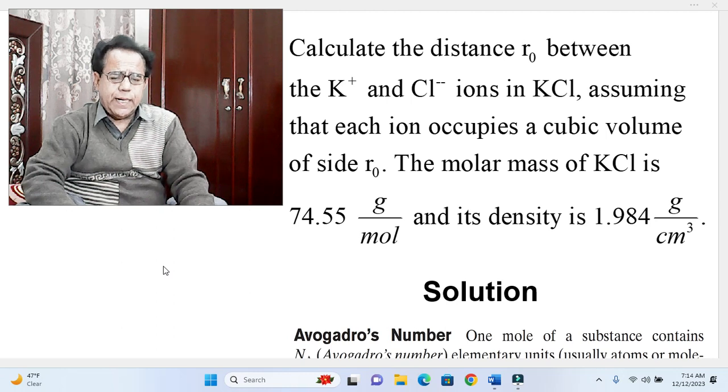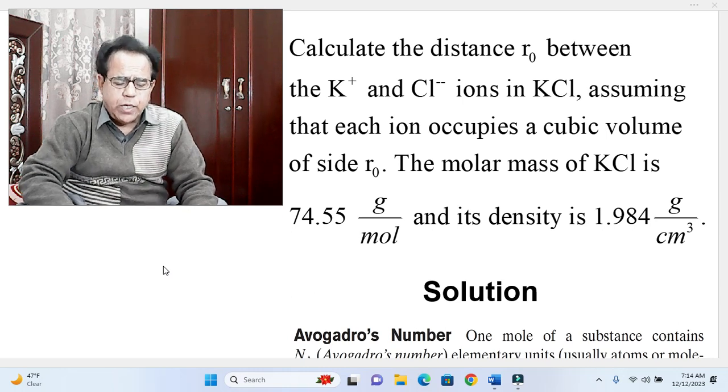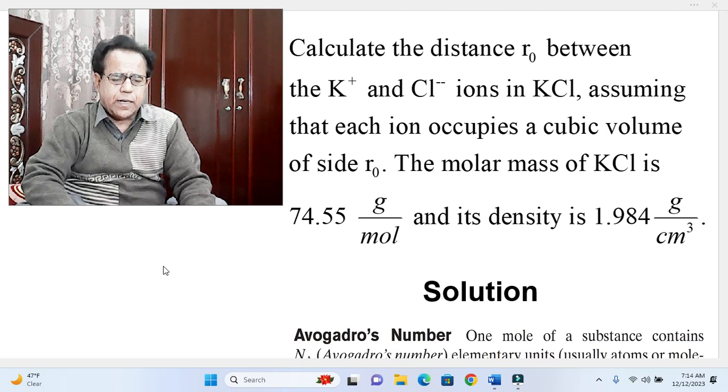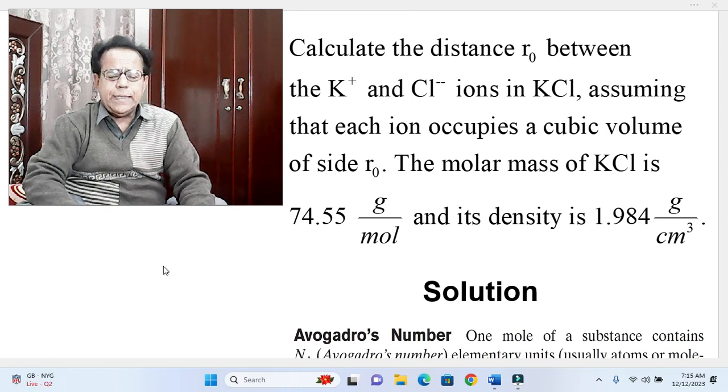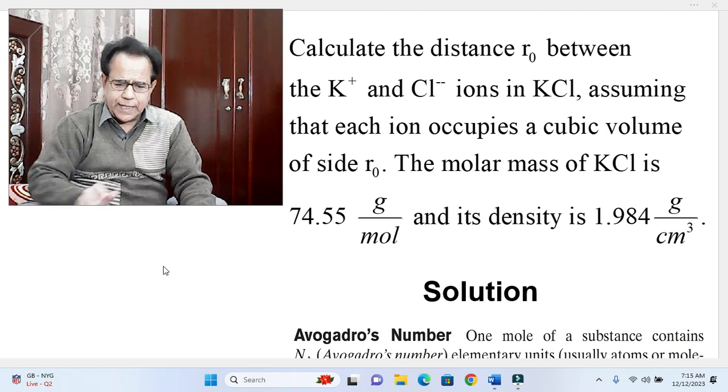Calculate the distance R naught between the potassium and chlorine ions in KCl, assuming that each ion occupies a cubic volume of side R naught. The molar mass of potassium chloride is 74.55 gram per mole and its density is 1.984 gram per cubic centimeter.